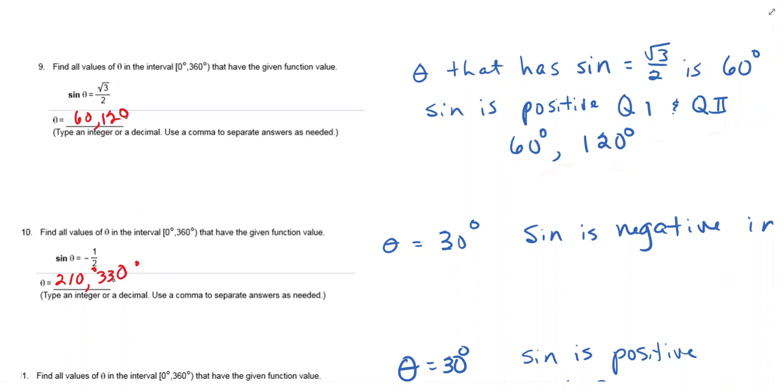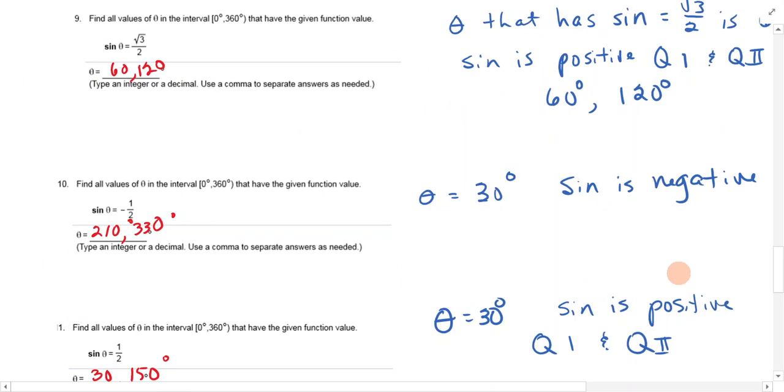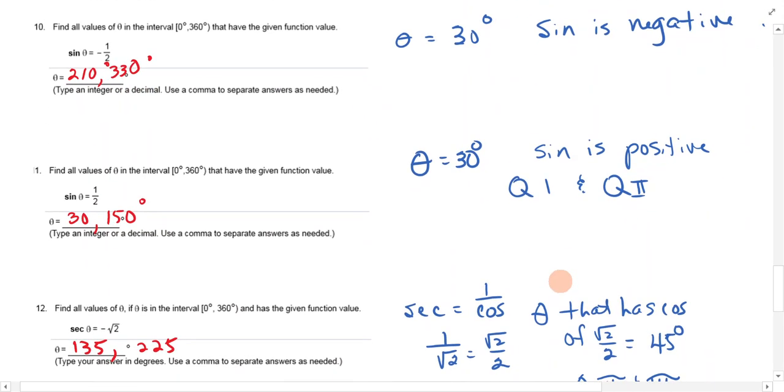Number 9, same interval, sine theta is -1/2. Well, 30 has a 1/2. It is negative in quadrant 3 and 4. So in quadrant 3, you add 180 and 30, you get 210. And then in quadrant 4, it's 360 minus 30, you'll get 330. 11 is the same way. Where is sine +1/2? That's in quadrant 1 and quadrant 2, you get 30 and 150.